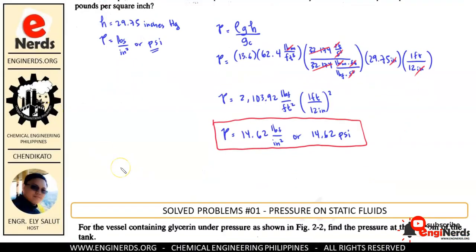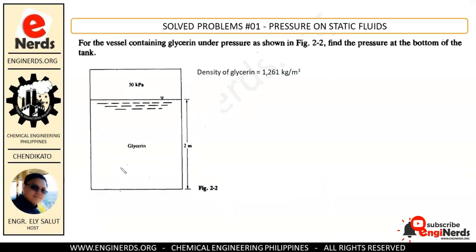Alright, so let us now go to the next problem. Okay, so for the vessel containing glycerin under pressure as shown in figure 2-2, find the pressure at the bottom of the tank. So we need to find out what is the pressure at the bottom. So let us call this P1 and let us call this P0. Now the density of glycerin is equal to 1,261 kg per cubic meter. And then our height is equal to 2 meters.